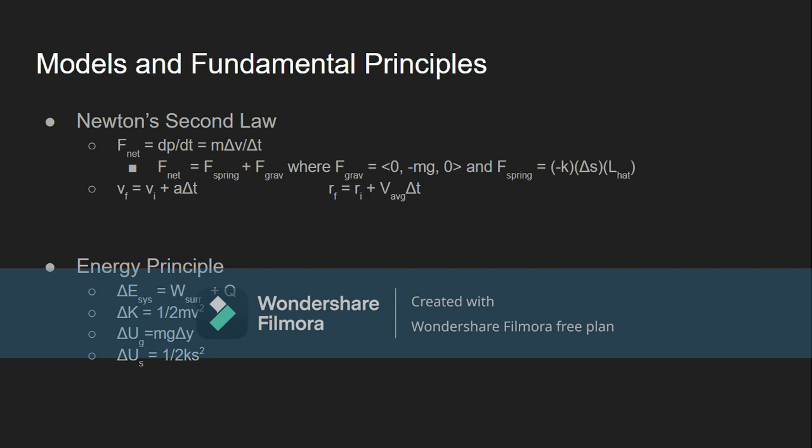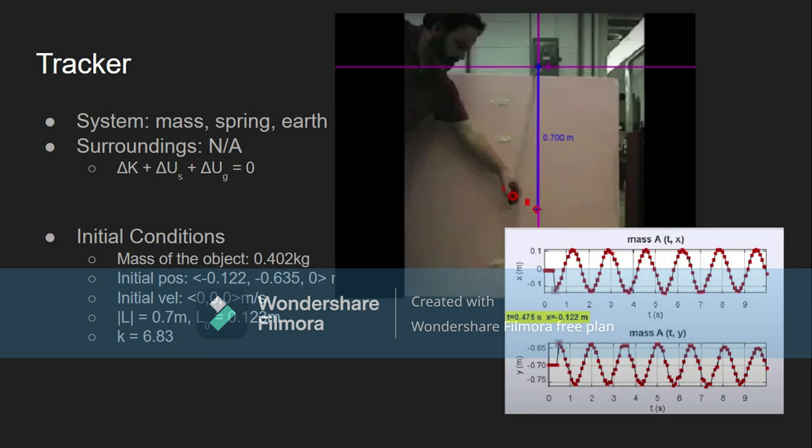Another principle we use is the energy principle, which allows us to calculate the change in kinetic energy, gravitational potential energy, spring potential energy, and total energy. On this slide, I have listed out the general formulas for changes in these energies, but the initial and final conditions are still needed to find the changes in energy. I used the video provided to us, so my system is the mass, spring, and earth with nothing in the surroundings. This allows us to set the total change in energy to zero.